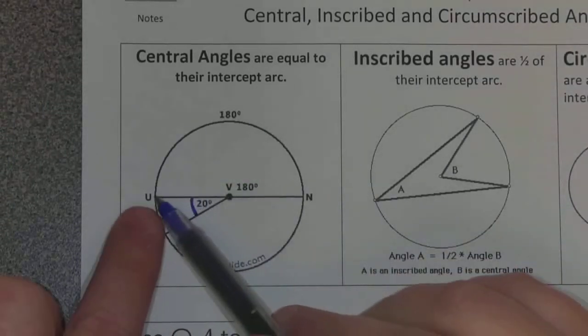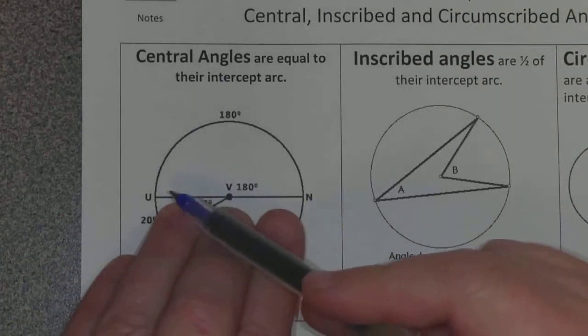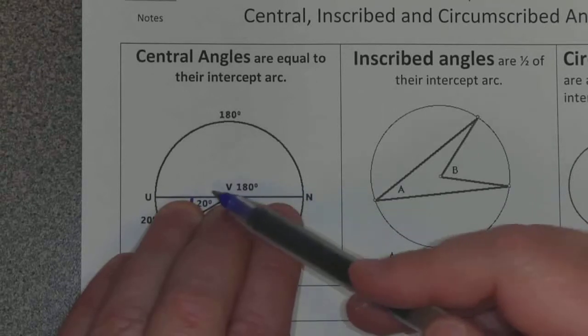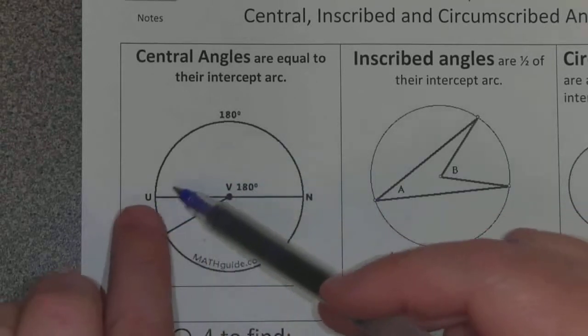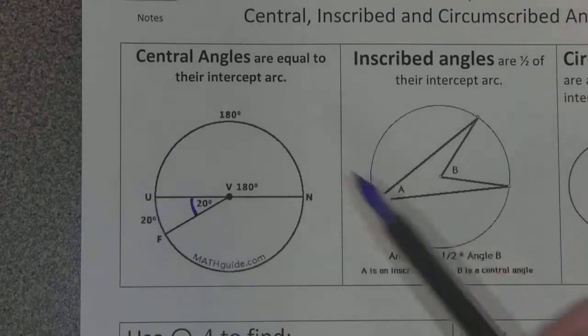Okay. Same thing here, 180-degree central angle. This one happens to be a diameter. So 180 degrees for that semicircle. This arc is also going to measure 180 degrees.